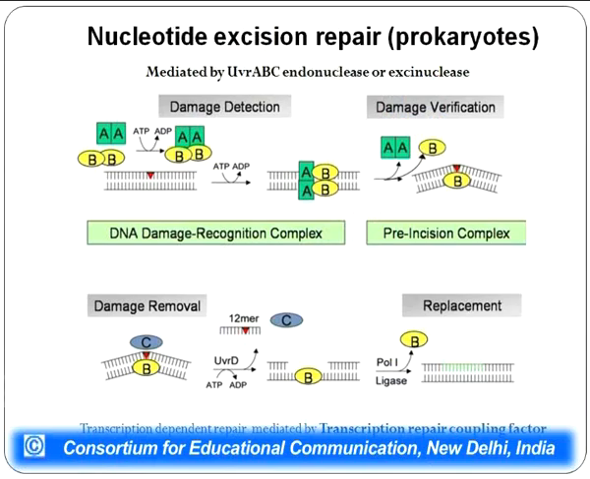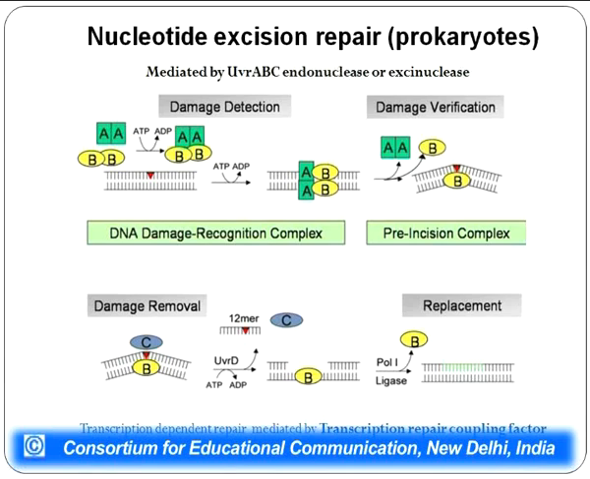Another type of repair mechanism is nucleotide excision repair, which, contrary to base excision repair, removes a large chunk of nucleotides from the DNA strand. This requires certain proteins, named UVR proteins in prokaryotes and XP proteins in eukaryotes. The complex which functions here is known as UvrABC endonuclease because it requires three proteins, A, B and C. It is also known as excinuclease because it brings about excision of a stretch of nucleotides.